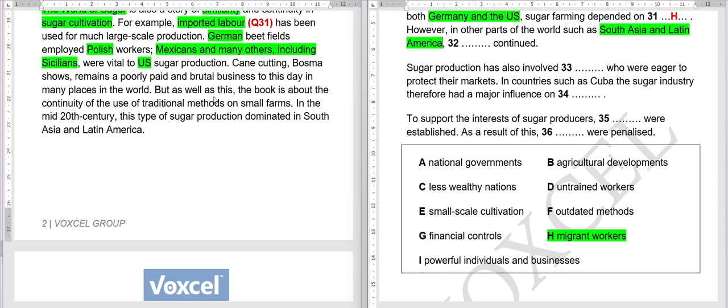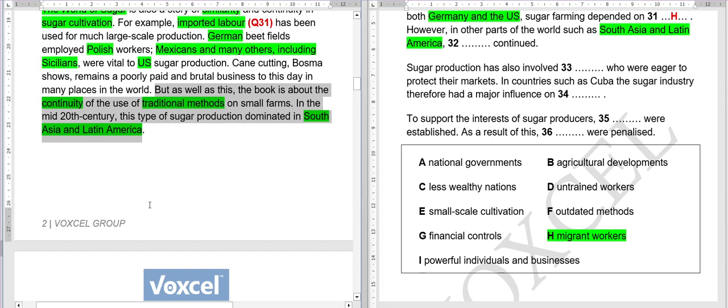But as well as this, the book is about the continuity of the use of traditional methods on small farms. So we are continuously using traditional methods on small farms. In the mid 20th century, this type of sugar production dominated South Asia and Latin America. So obviously our answer is in this particular location. And again, you know the drill. To tell me the answer, you have around 10 seconds. The time starts now.